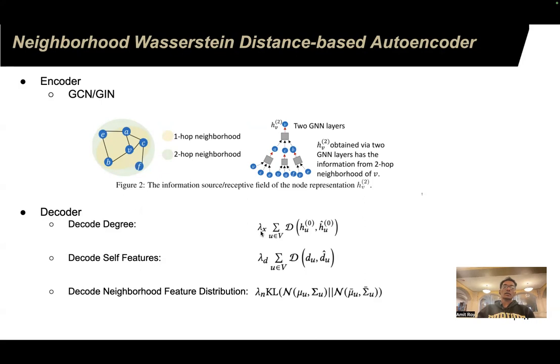And there is some regularization. There are some hyperparameters like lambda x, lambda d, lambda n to vary the impact of different types of reconstruction loss in the loss function. And we combine all of these terms and use that combined loss as the outlier score of a target node U to determine whether the node U is an anomaly or not.